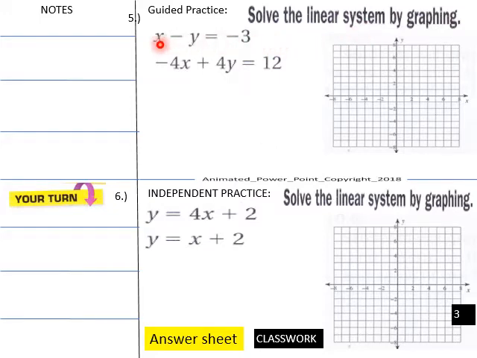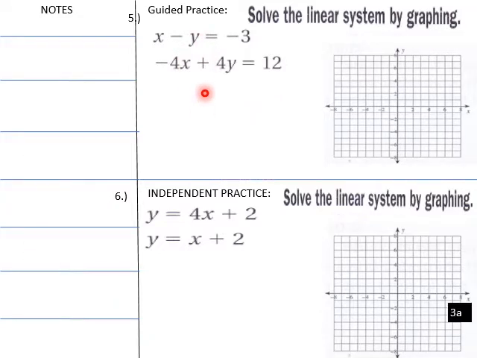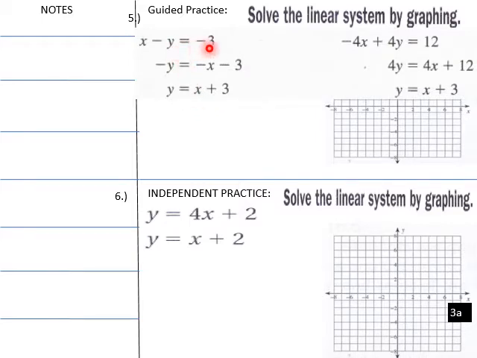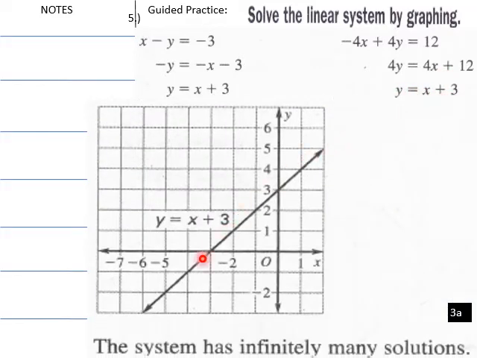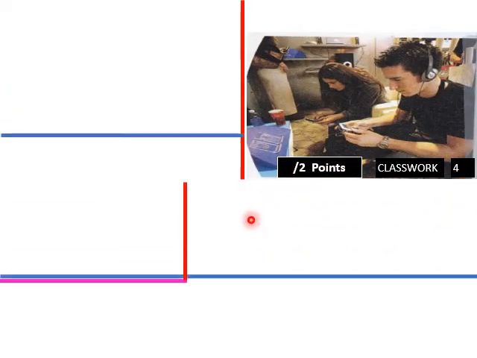Solve the linear system by graphing. We have x minus y equals -3, and then -4x plus 4y equals 12. So we're going to use the same method. We're going to put both these in slope-intercept form. And so x minus y equals -3. We're going to solve for y, move our x over, multiply through by -1. We end up with y equals x plus 3. The same thing here. We move our 4x over, then we divide through by 4, and we end up with the same thing. Y equals x plus 3. Therefore, here's our line. Same line for both equations, so therefore the system has infinitely many solutions, infinite amount of solutions.